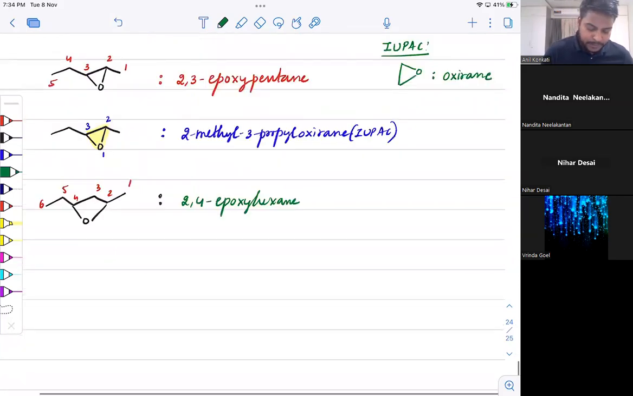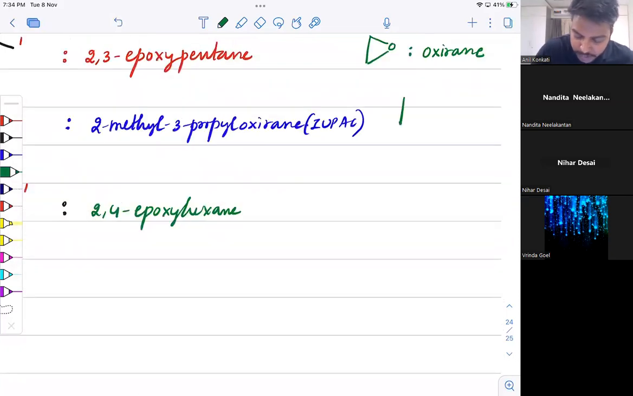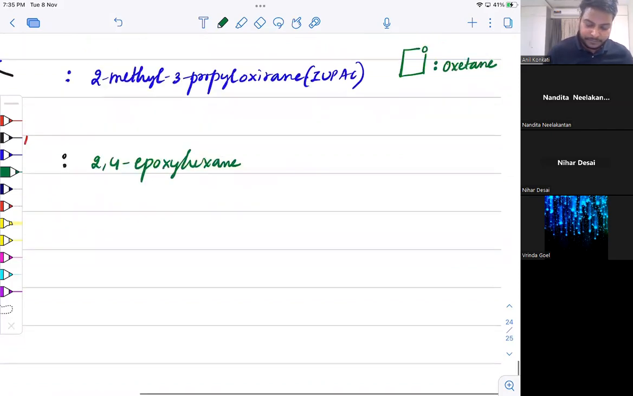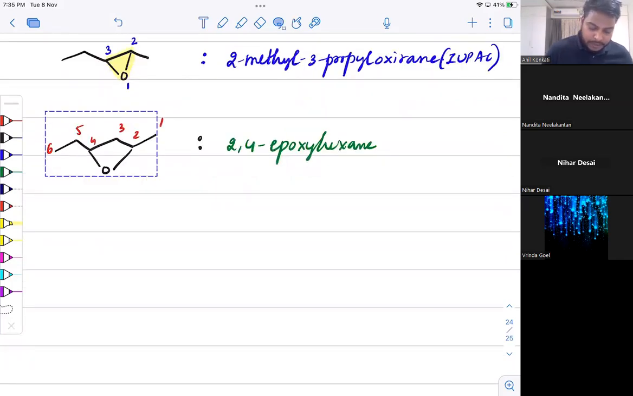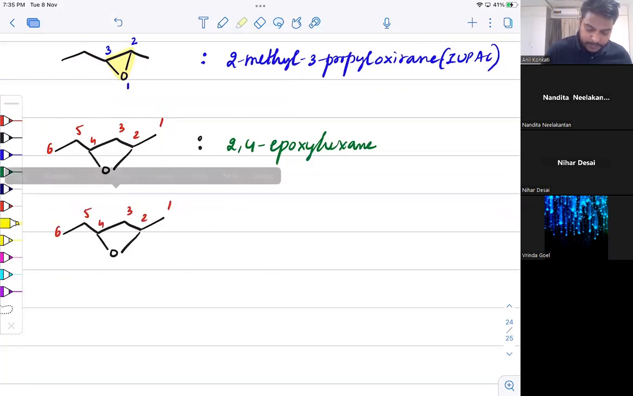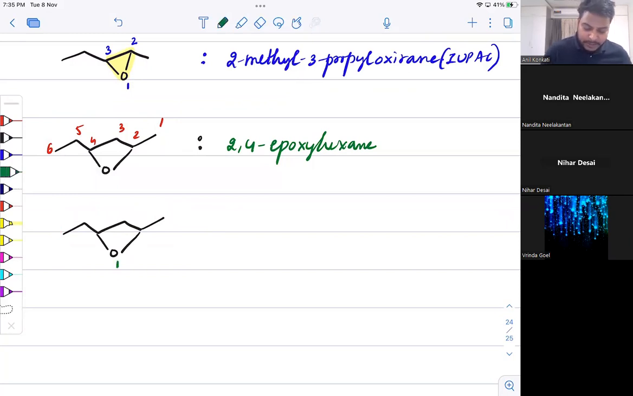But in the new IUPAC, when it comes to a 4-membered ring like this, it has a separate name just like oxirane. It is called oxetane. So instead of using 2,4-epoxy, if the same molecule is given, how do I name it? Check it out. Numbering should always start from the oxygen end. So this is number 1. This side there is methyl, this side there is ethyl. Alphabetically, ethyl should be preferred. So 1, 2, 3, 4. The naming should be 2-ethyl-4-methyl oxetane. This is the IUPAC name.